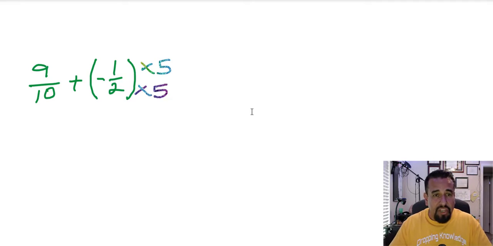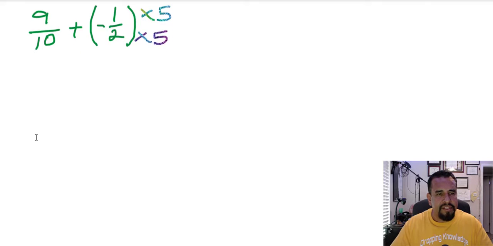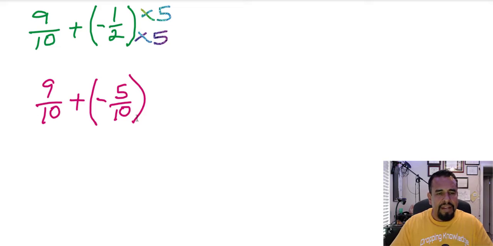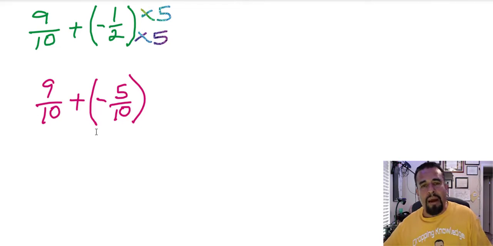So now, my new fractions, let me write it underneath here. It's going to be 9 over 10. I want to leave that first fraction the same because it already has a 10. And then 2 times 5 and 1 times 5. Now notice that this is going to be negative, so don't forget that. So negative 5 over 10. There you go. 1 times 5 is 5. 2 times 5 is 10. Now I have same denominators. Now I'm going to apply my rules about adding integers.